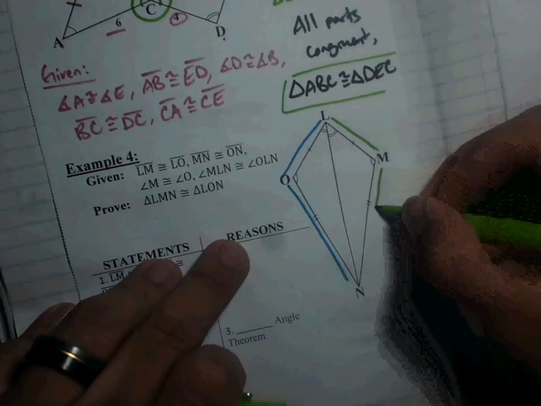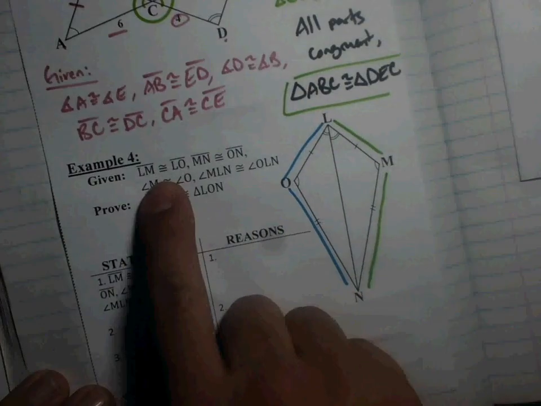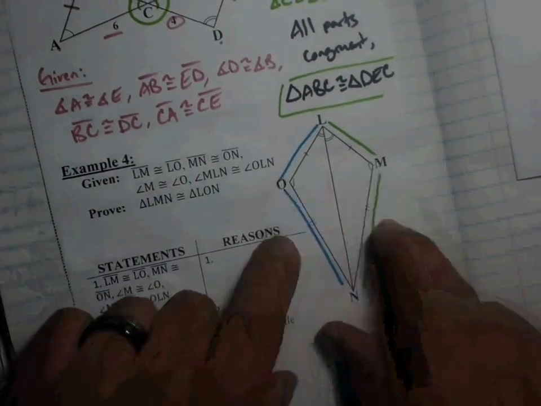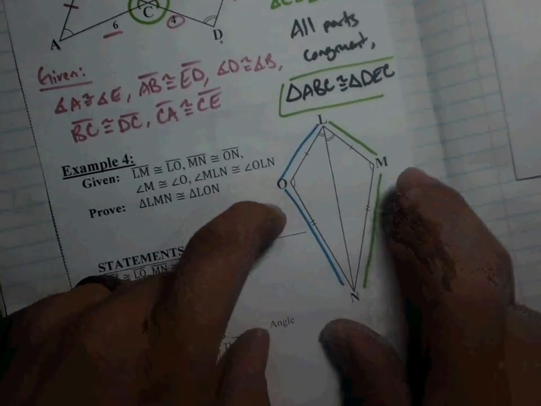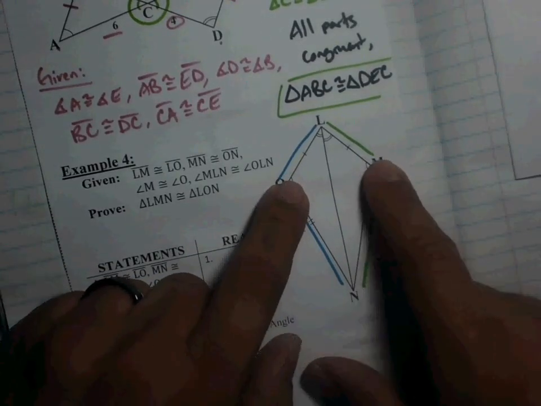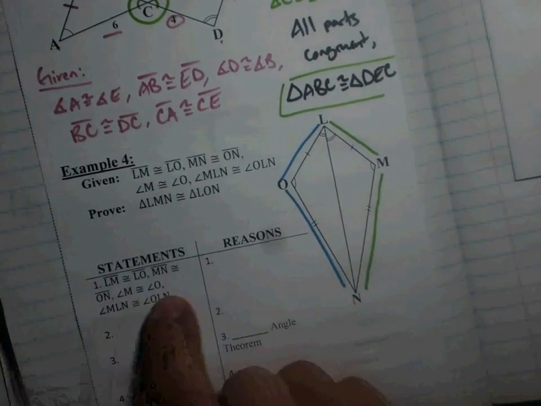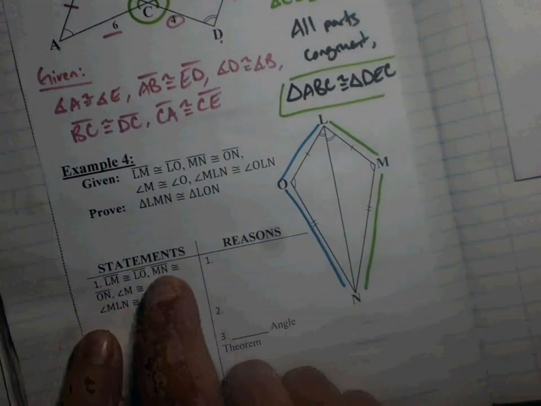Okay. We do know a few things, right? We know LM is congruent to LO. It shows us that these two sides are congruent. These two angles up top are congruent, right? There's a lot that's showing. And we know this, and so it says here. So we know all these are congruent.